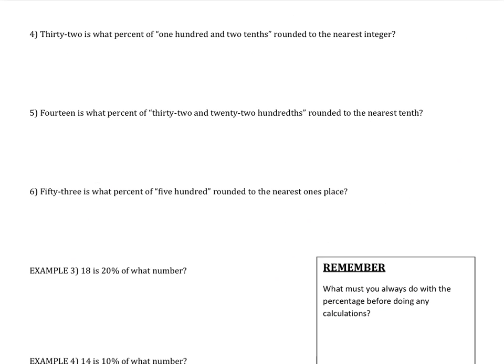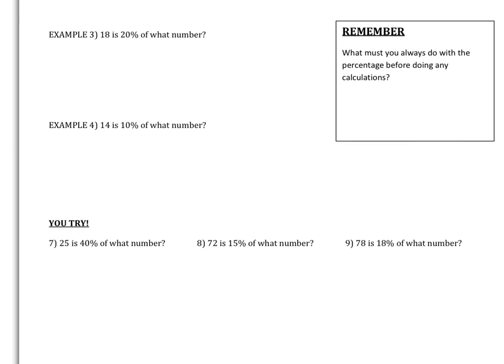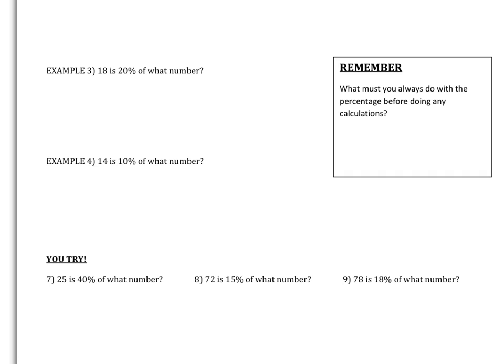Okay, we are going to go on to the next kind of problem that you will see. So we're going to skip these next couple problems. I want you to skip number 4 and 5 and 6. And we're going to come down to where it says example number 3. So, before we start talking about this next kind of problem that we might see, I want to talk about one key point we want to remember, and that's right here. This is going to be our key point.